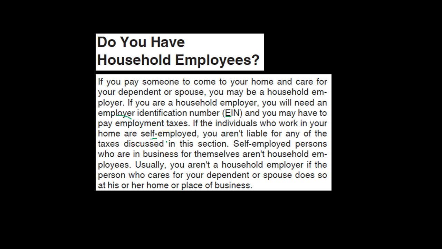Back to the text. Self-employed persons who are in business for themselves aren't household employees. Usually you aren't a household employer if the person who cares for your dependent or spouse does so at his or her home or place of business. So clearly, if we go somewhere else, you would think, well, that's their own business. If they come to our home and are part of our home, then it's more likely that the IRS would say, well, that seems like an employee type relationship as opposed to a contractor type relationship. But that's one test to consider.